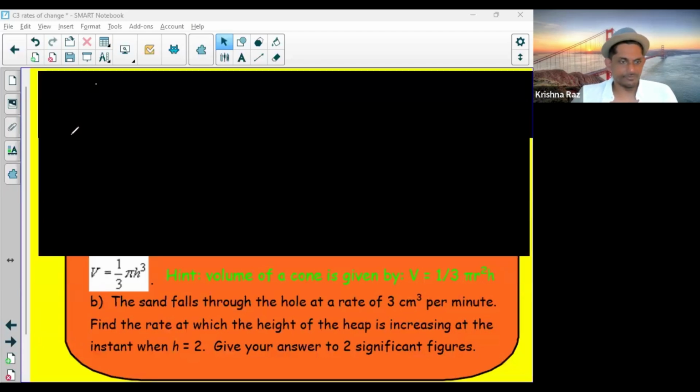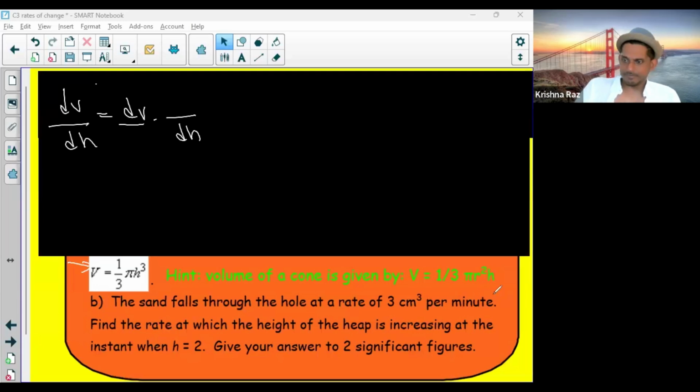Yes, we just need to find 3 letters. So we have 3 variables. So we know we have a V and an h because we've got that formula given to us. So dV by dh equals, and then we write the chain rule like that. But what is the missing letter? Sand falls through the hole at a rate. So we've got centimeters cubed per minute. So time is clearly the missing variable.